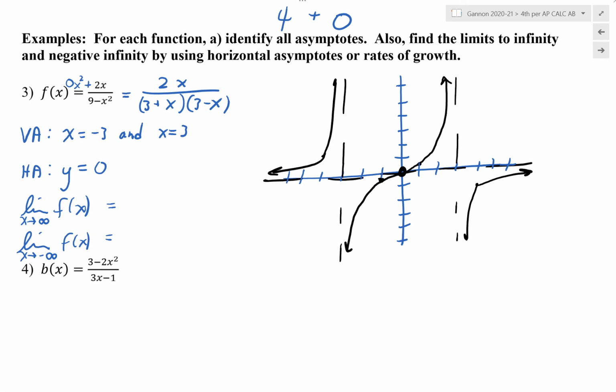So if we wanted to talk about the limit as x is approaching infinity, we're looking at the graph as it goes to the right forever, and we are approaching 0. And the limit as x approaches -infinity, we would be going to the left, and we would be approaching 0 as well. It's important that you recognize that those are the horizontal asymptotes. Limits to infinity are usually determined by those horizontal asymptotes.